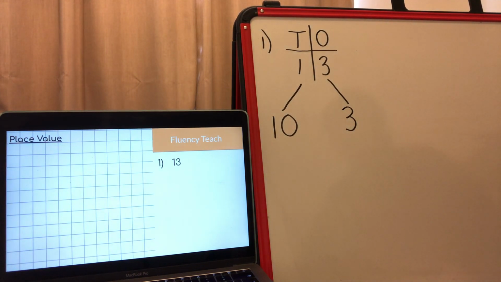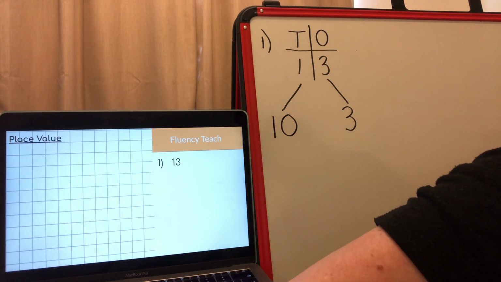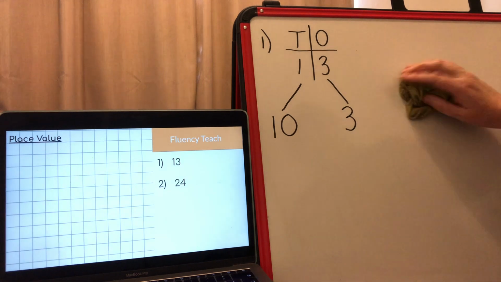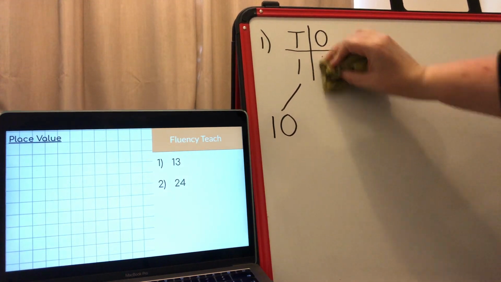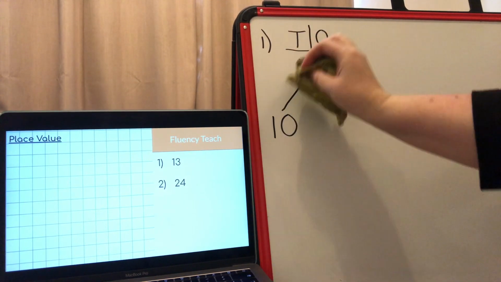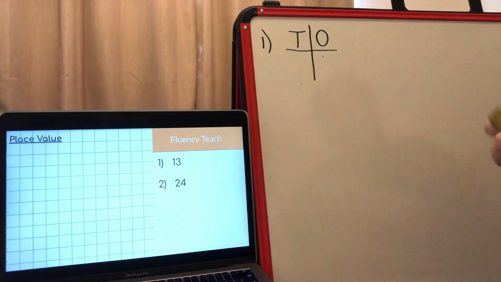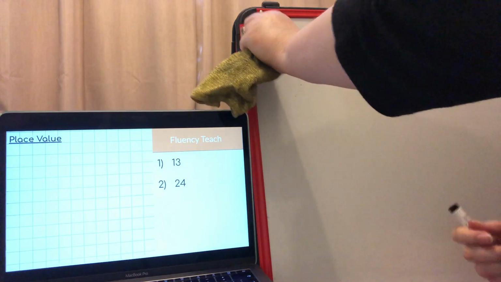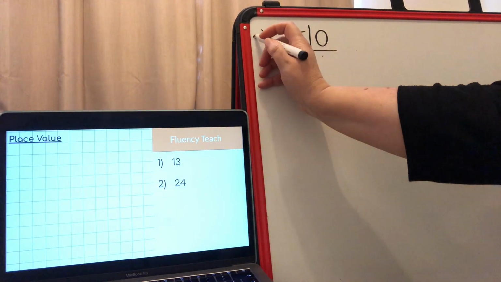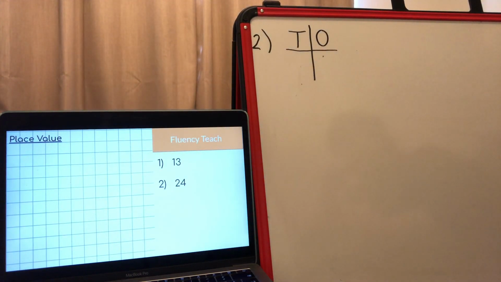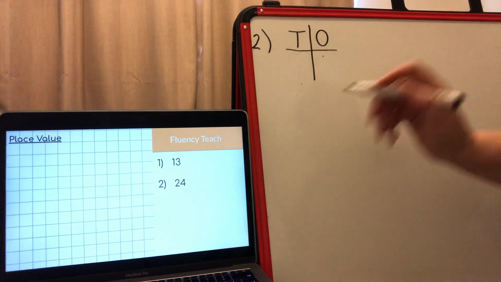So I've partitioned my number to show the value of each digit, and that's how we're going to record it in our books in a little diagram like this. So let's do the second one. If I'm careful, I should be able to keep my tens and ones grid. You're going to probably have to draw a new one for each question in your book, okay? So I'm going to change my question number to number 2, okay? If you watch carefully, I'm going to do this one without telling you what I'm doing. See if you can work it out.